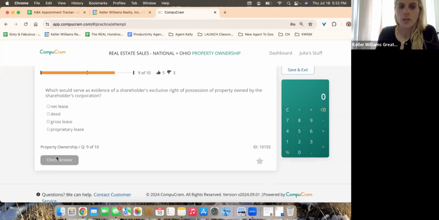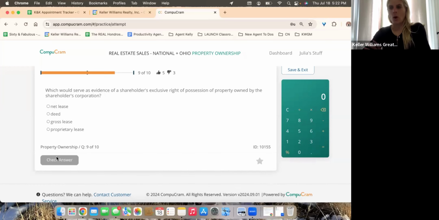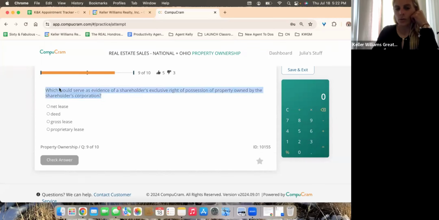Next question. Which would serve as evidence of a shareholder's exclusive right of possession of property owned by the shareholders' corporation? Is that A, net lease, B, deed, C, gross lease, or D, proprietary lease?